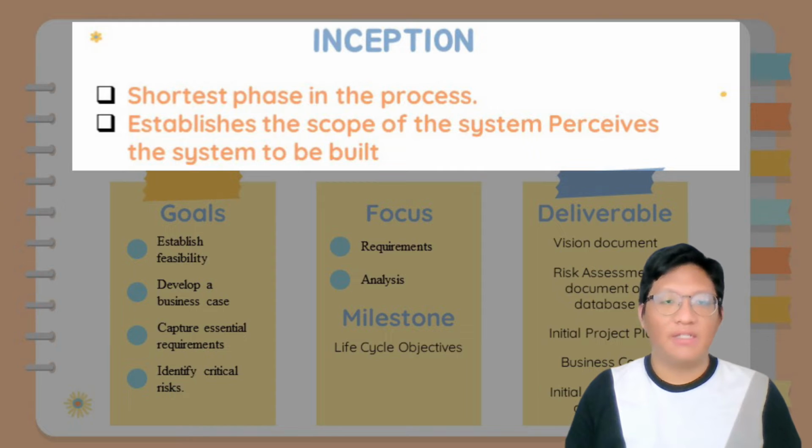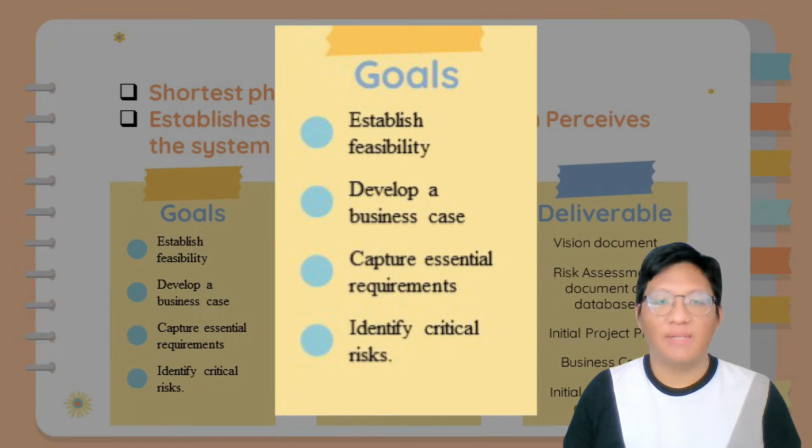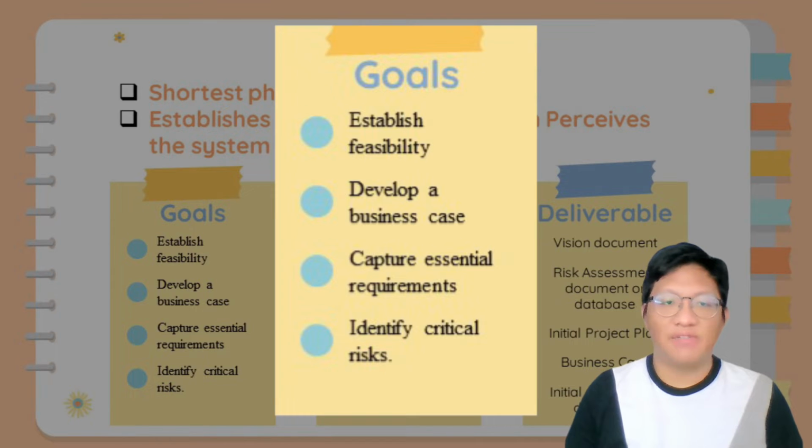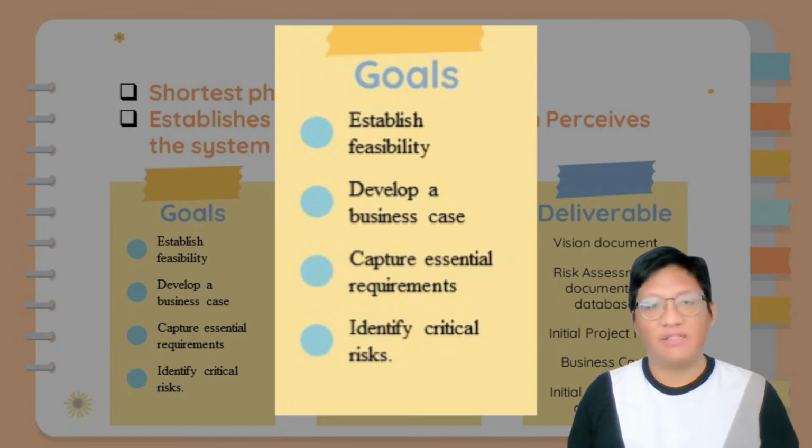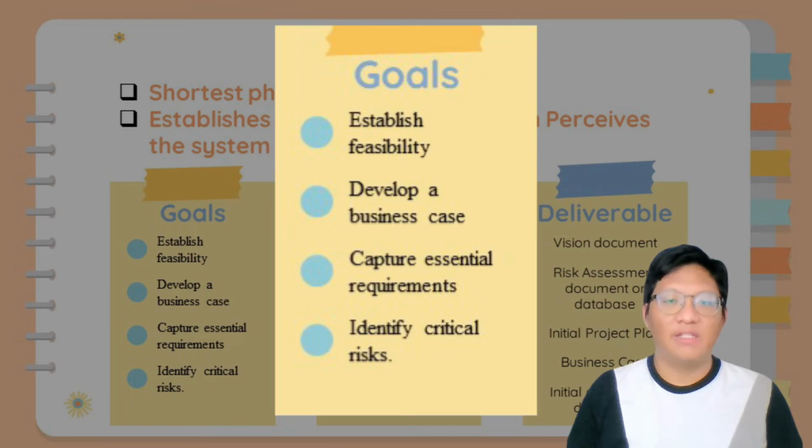The first phase of unified process is inception. It is also one of the shortest phases in unified process. The inception phase establishes the scope of the system and perceives the system to be built by having a high-level understanding of the requirements. The main goal of this phase is to establish feasibility, develop a business case, capture essential requirements, and identify critical risks. The business case is to show that the project will result in measurable business benefits.